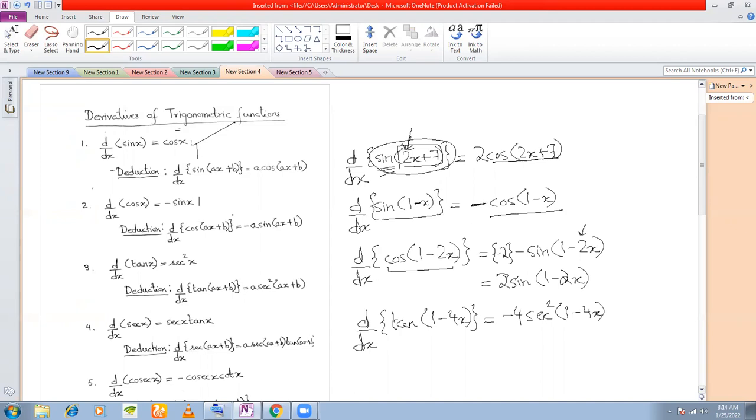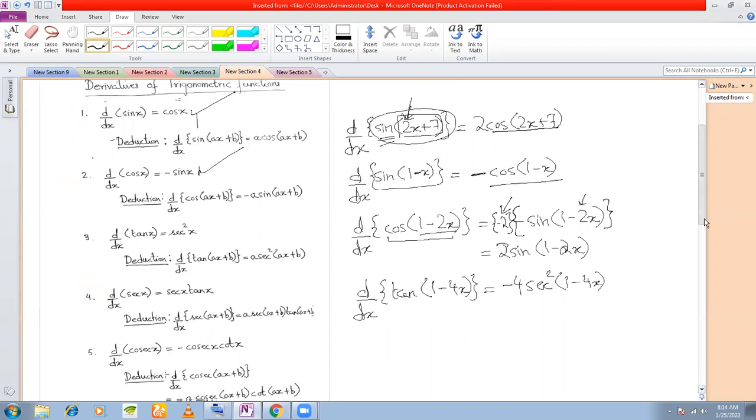Similarly, if you see, you have the differentiation of cos x. Remember, the differentiation of cos x is minus sin x. And if you have cos of any linear polynomial, cos(1 - 2x), then you will differentiate cos first, write it as minus sin(1 - 2x). And then you need to multiply this by the coefficient of x, which is minus 2, right? Okay. So this is how you are going to differentiate.